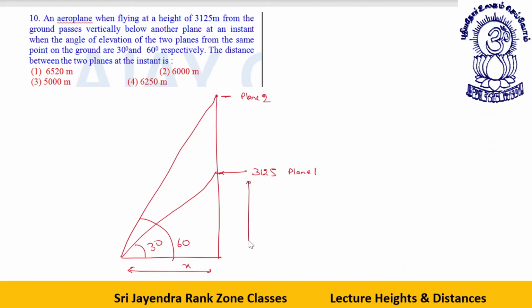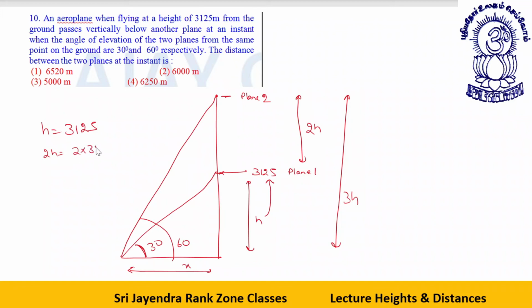Now we know the logic. When the height opposite to 30 degrees is h, then the height opposite to 60 degrees is √3h. This h is 3125. This portion will be how much? This portion will be 2h. We have h is equal to 3125, so 2h will be double of 3125, that is 6250 meter. Option 1 is the answer. Let me correct it. This is 6250.